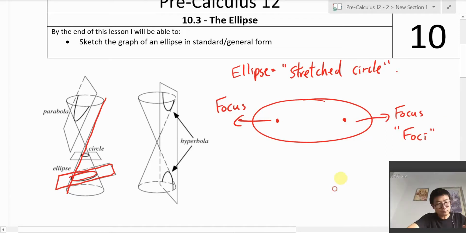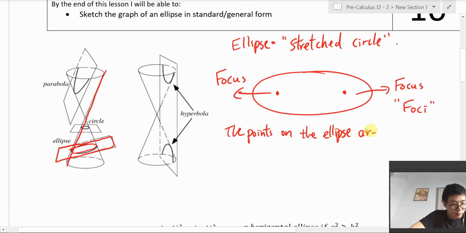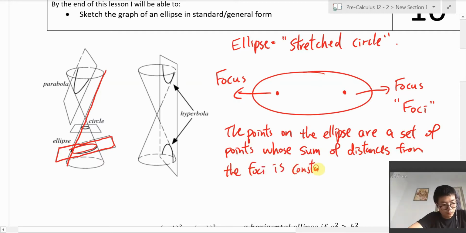Okay, the foci. So an ellipse is formed when we have these two foci, and the points on the ellipse are a set of points whose sum of distances from the foci is constant. Okay, you might ask, well, what does that mean? Let me show you what that means.